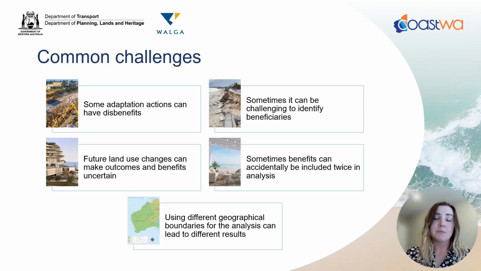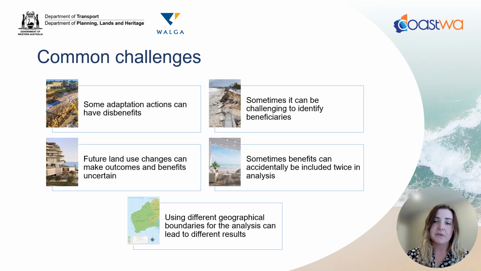It's also really important to understand what's going to happen in the future, and obviously that can be hard if you're thinking about future land use changes. That can make outcomes and benefits uncertain. So considering what's going to happen to population growth, are there going to be big new apartment buildings being built in this location? How many people are going to live there? When are they going to get built? Things like that are really important.